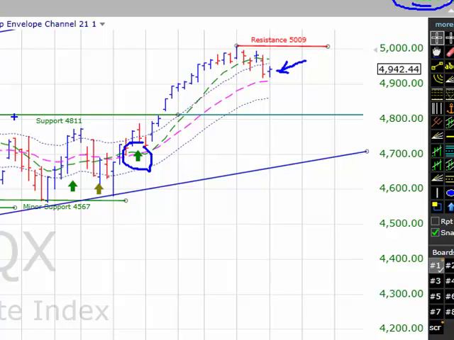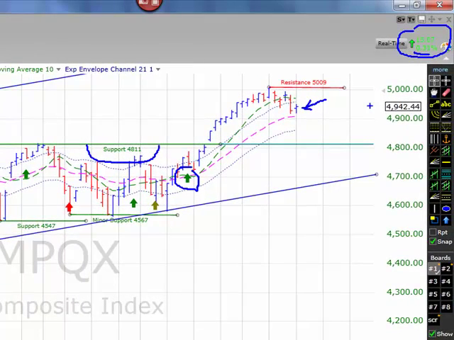Right now the NASDAQ is bracketed by support in the 4811 area, and we've drawn in resistance right here at the 5009 area. The NASDAQ continues to hold above its 21-day exponential moving average, which is a bullish sign. But certainly the market appears to be weakening at this point.